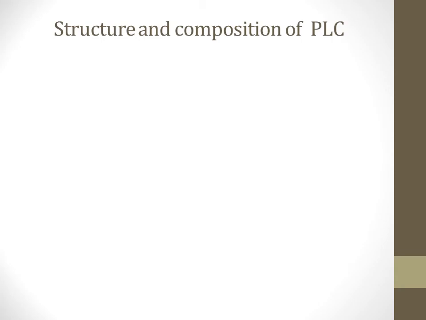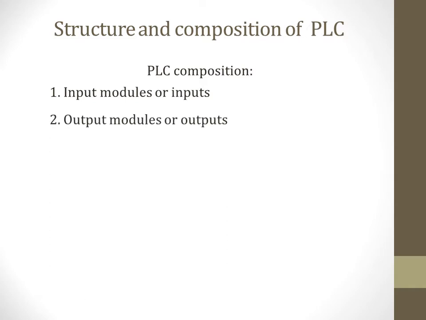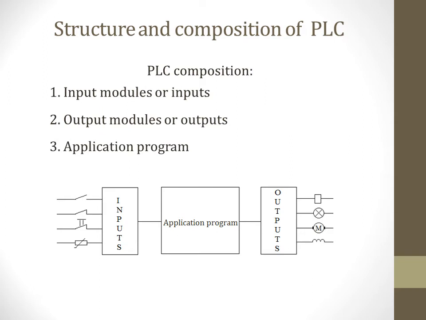So let's talk about the structure and composition of modern programmable logic controllers. So the PLC composition. In the structure of modern programmable logic controllers, we have first of all input modules, or we call them just inputs. Next, there are the output modules, or we call them outputs, and the application program. This is the main structure of PLC.